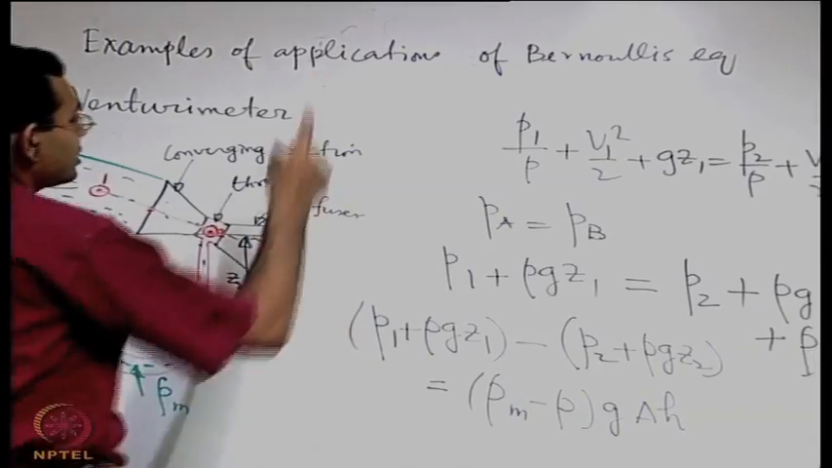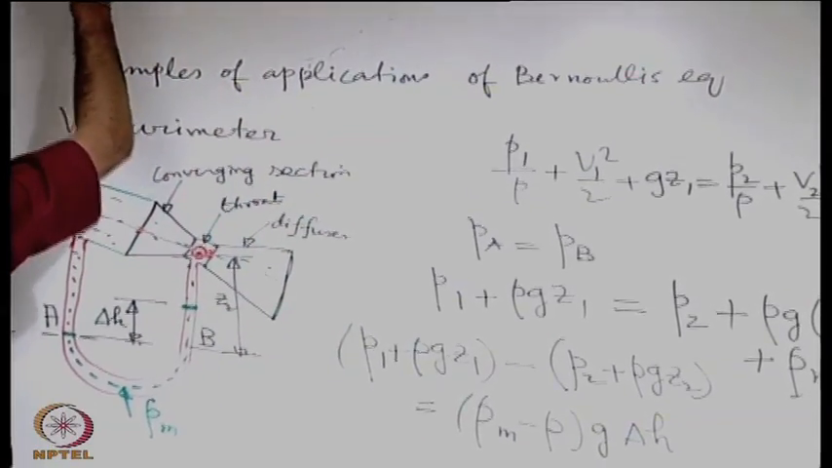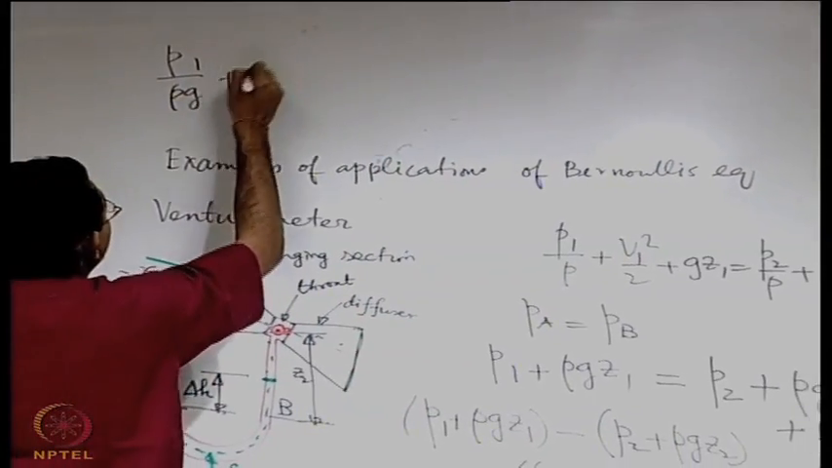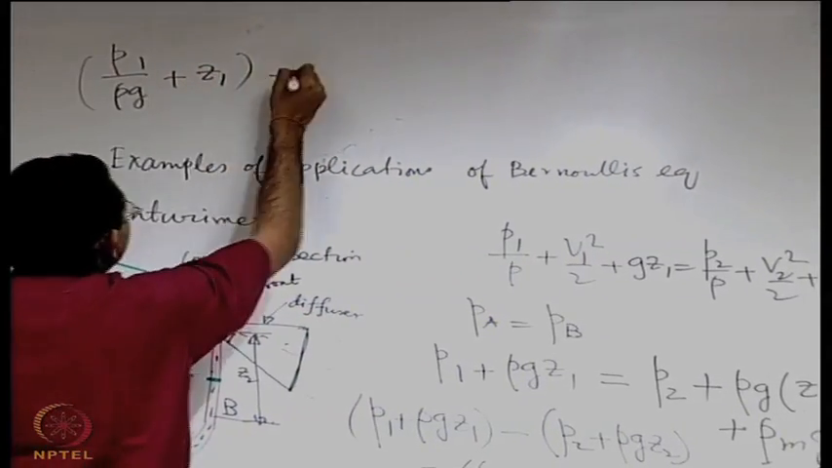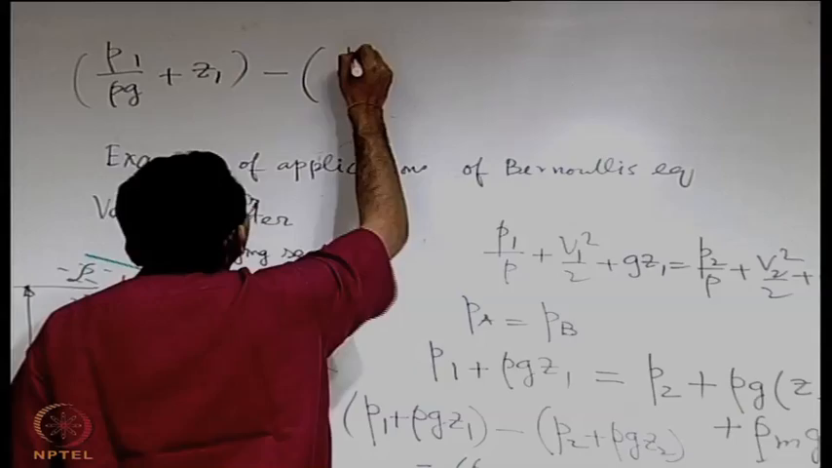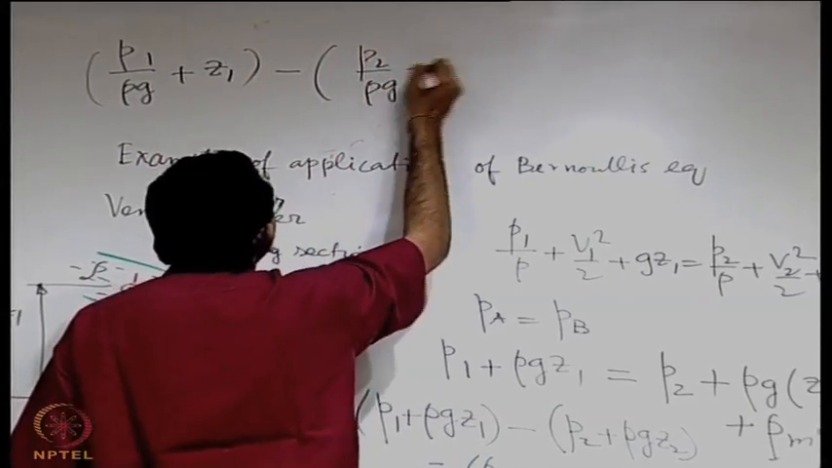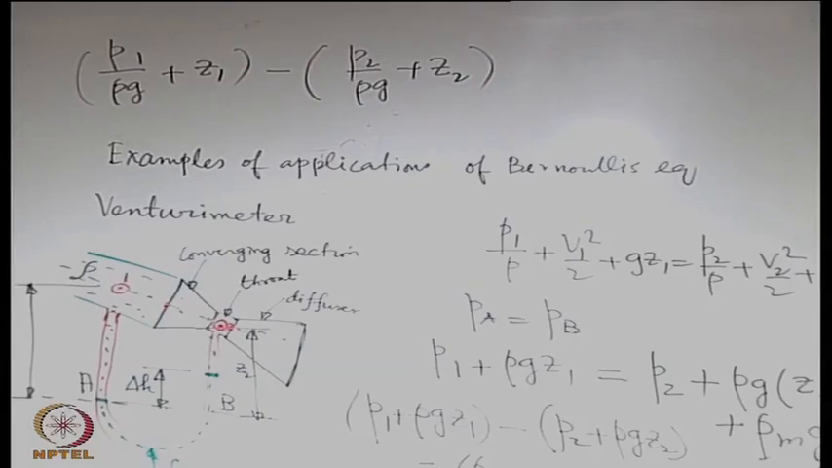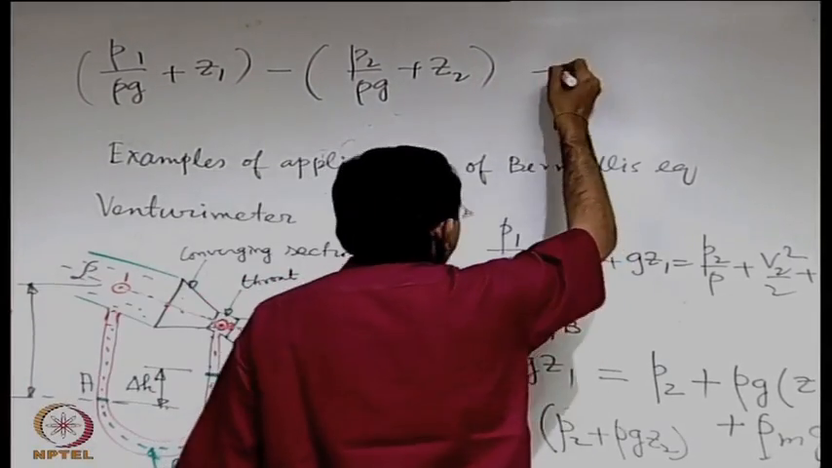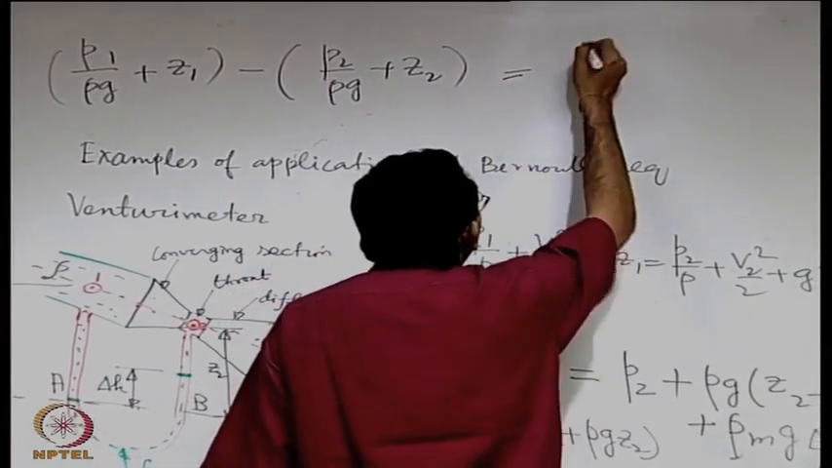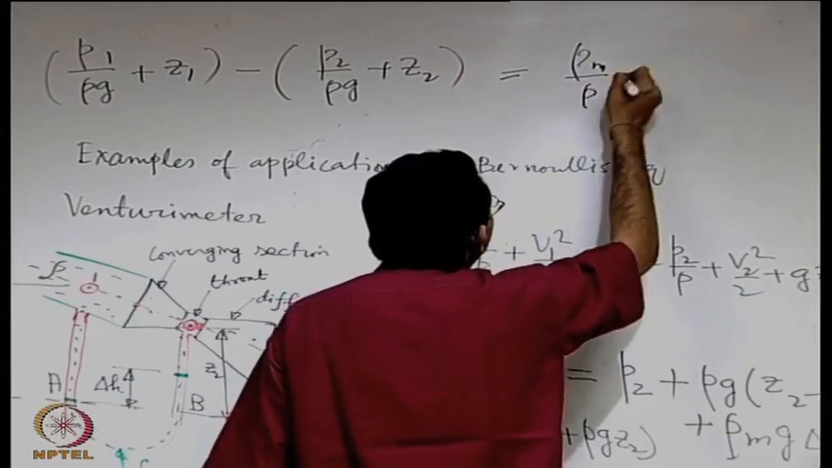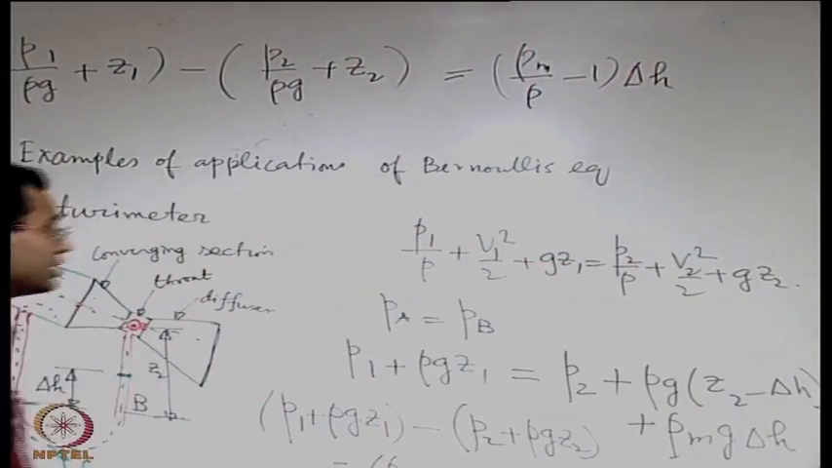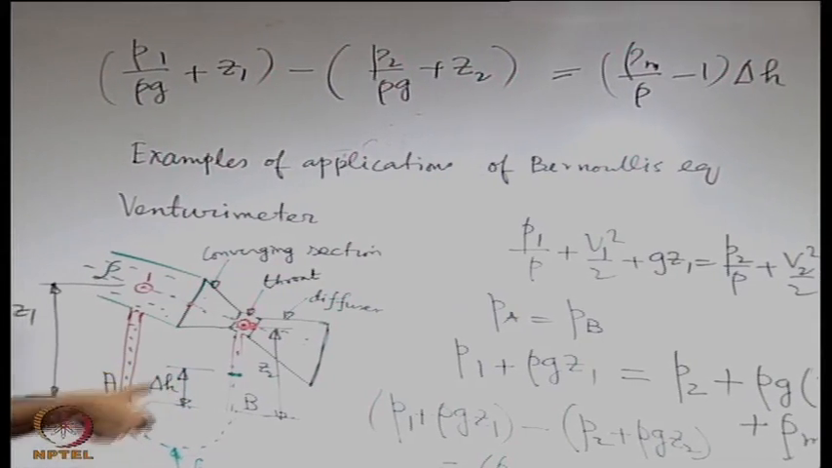So let us write this in a bit more explicit way. Let us write it as P1 by rho g plus Z1 minus P2 by rho g plus Z2, because we are dividing it by rho g. We know that in this process we will get something called head, which we use as a terminology for this calculation. So this is rho m by rho minus 1 into delta H. This delta H is very important because this is what experimentally you can read, okay.